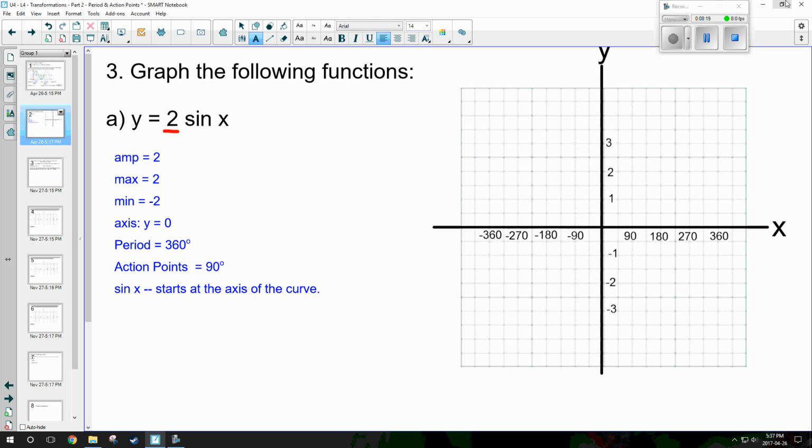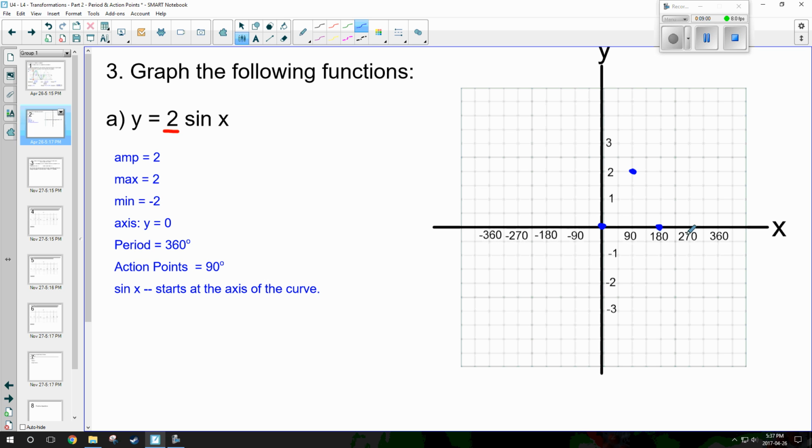So looking at our graph here, we can start plotting our points. We know that it has to start at the axis here. We know that it has to have points every 90 degrees. And remember, those points every 90 degrees are based on our 3 key action points, which remember is the maximum, the minimum, and the axis. So we start at the axis of the curve, and we know that sine goes up, but our maximum is now at 2, so we have to go all the way up to 2 at 90 degrees. And then it goes back down to our axis, which is at 180.